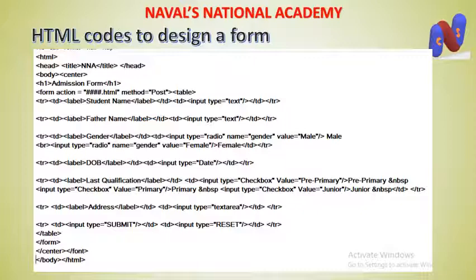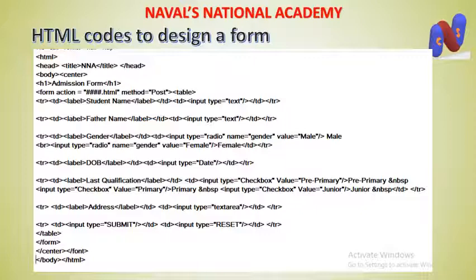Inside the next TR, in TD, I have used a label as last qualification, and then I have closed the label and TD also. Inside the other TD I have used input type equal to checkbox, which will provide a checkbox on our form. The value will be pre-primary and the label will be pre-primary as usual. I have used here ampersand nbsp to provide a few spaces on the web page.